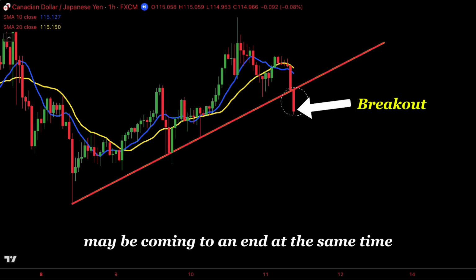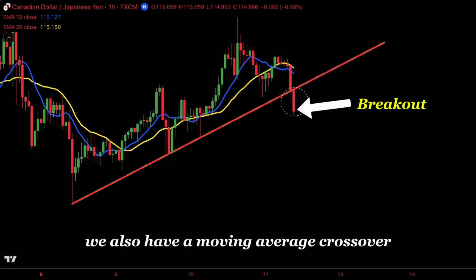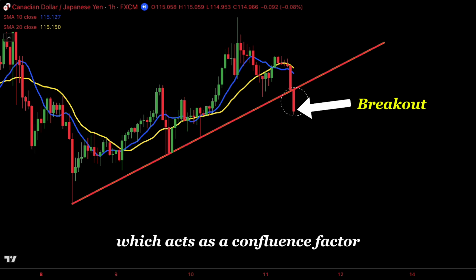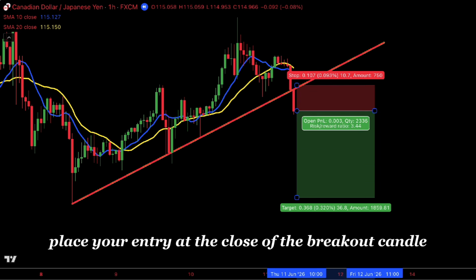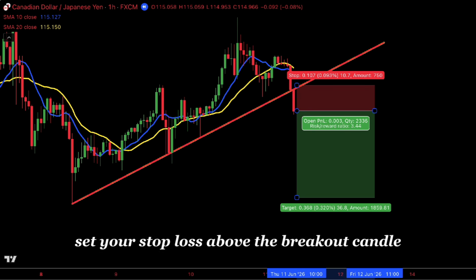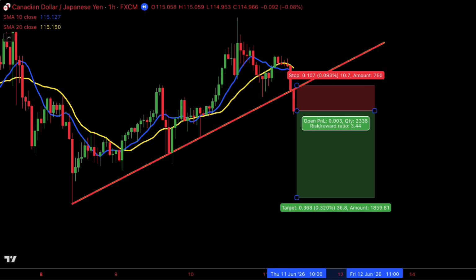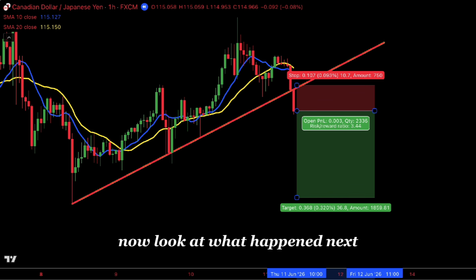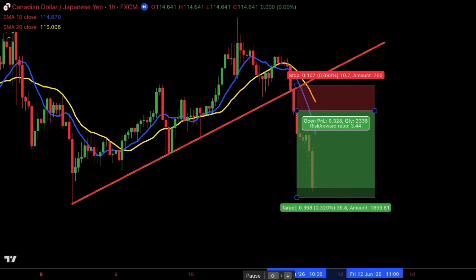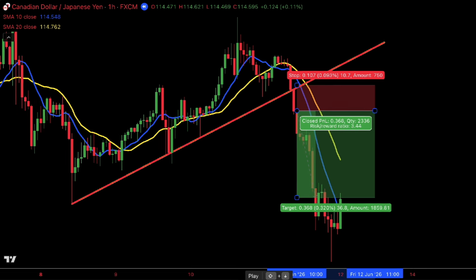At the same time, we also have a moving average crossover, which acts as a confluence factor to confirm the breakout. To take the trade, place your entry at the close of the breakout candle, set your stop loss above the breakout candle, and use the next support level as your profit target. Now, look at what happened next. As you can see, the market moved lower and reached the target as expected.